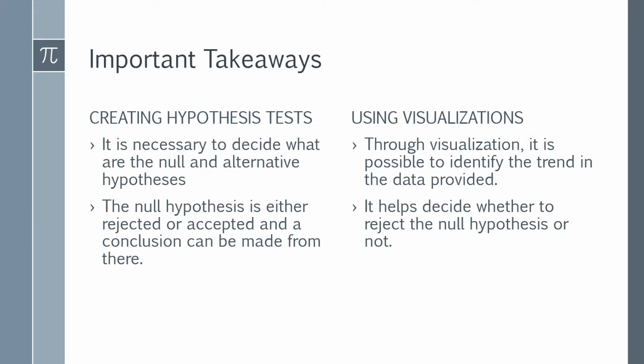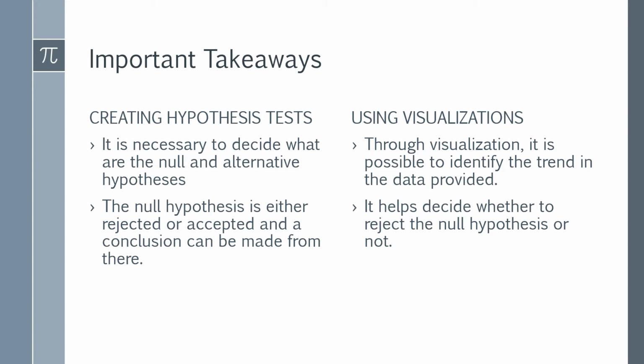So there are important things we need to take away or conclude. Based on the hypothesis test, it is necessary to decide what the null and alternative hypotheses are, because that's actually the introduction and the theme of any research or hypothesis test we carry out. The null hypothesis is either to be rejected or to be accepted, and based on that we can make a conclusion of the research. So it's very, very important, and it's inevitable in any hypothesis test.